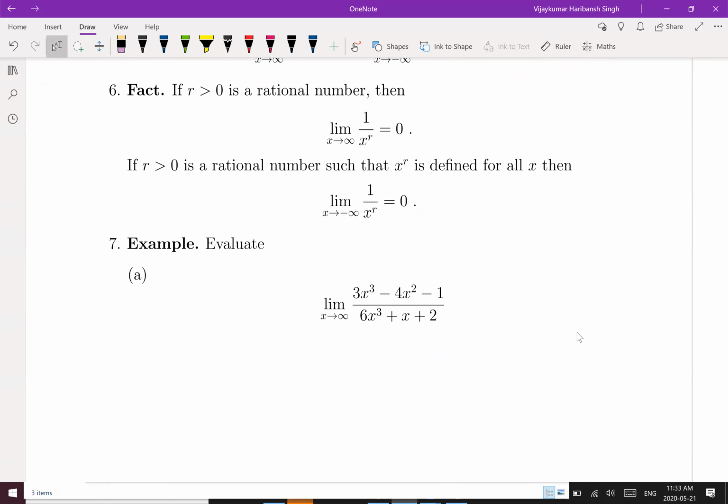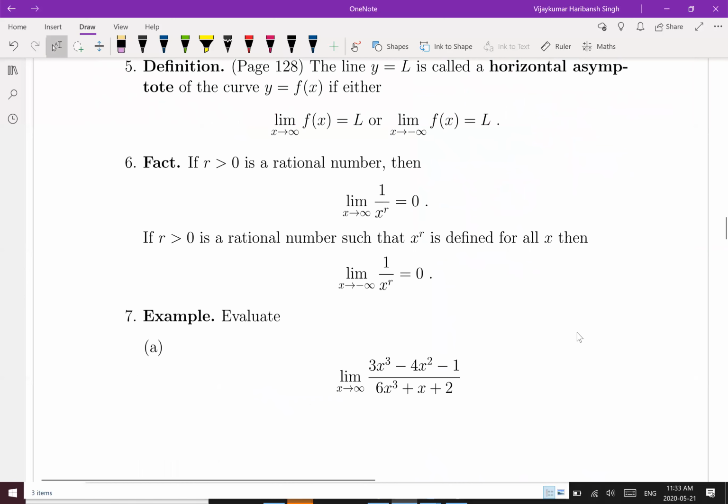So now, this is a rewrite of what I've written earlier: if r is greater than 0, as x goes to infinity, 1 by x to the r is 0. The limit of this is 0. Similarly, if r is greater than 0 and x to the r is defined for all x, then the limit of 1 by x to the r as x goes to minus infinity is 0. Note that only rational powers are defined in this case here.